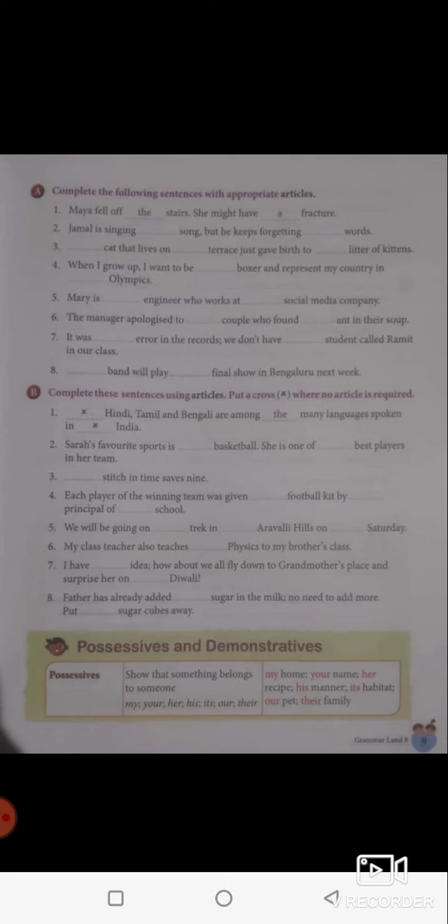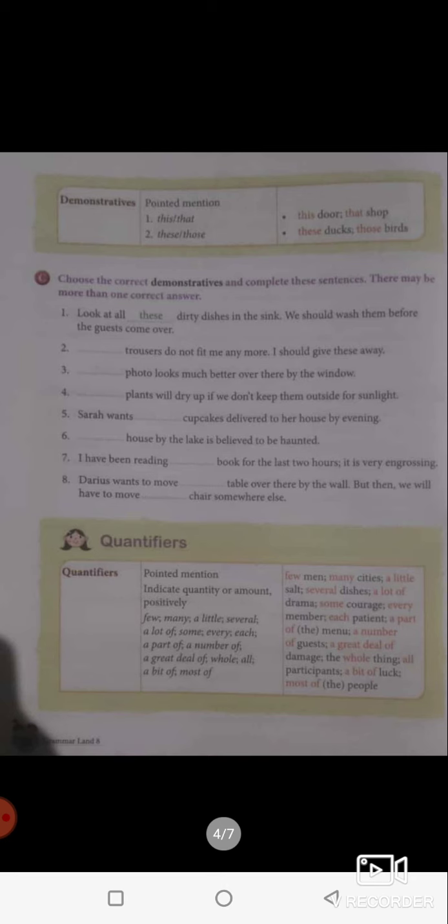And the next thing is possessives and demonstratives. Possessives show that something belongs to someone. When you possess something, it is like my car, my pen, my notebook, his bike, her jewels, her manners. Okay, my father's car, my father's farm. So it shows that something belongs to somebody. These are the words which can refer to possessiveness: my, your, her, his, its, our, their. So it's like my home, your name, her receipt, his manner, its habitat, our pet, their family, all this.